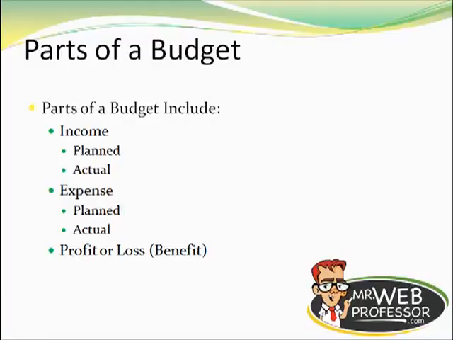So what are the parts of a budget? Well, some of the parts are income. And when we look at income, we're going to look at planned income as well as actual income. And another major portion of the budget is expenses. And again, we have planned expenses and actual expenses. And finally, we have our profit or loss. And this is what we talk about when we talk about benefit. If we have a properly balanced budget, we should be resulting in a positive profit at the end of the month, which of course would be a benefit to us.